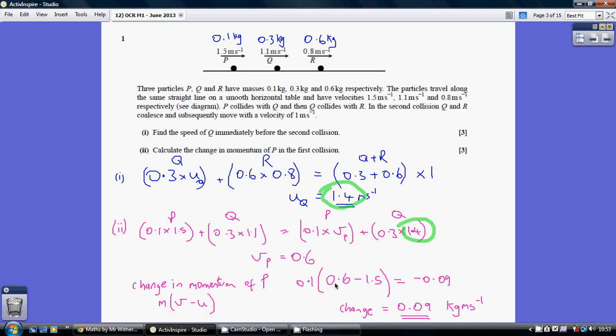Then change of momentum is m times the change in speed. The speed has gone from 1.5 before the first collision to 0.6 after the first collision. Multiplying this by the mass of 0.1, we get minus 0.09. We're being asked just for the change in momentum, so we just give the positive value, 0.09 kilogram meters per second.